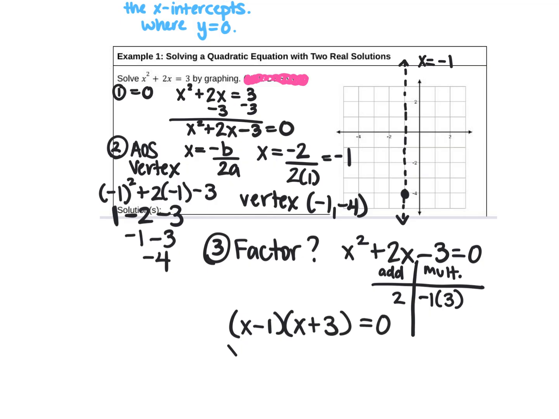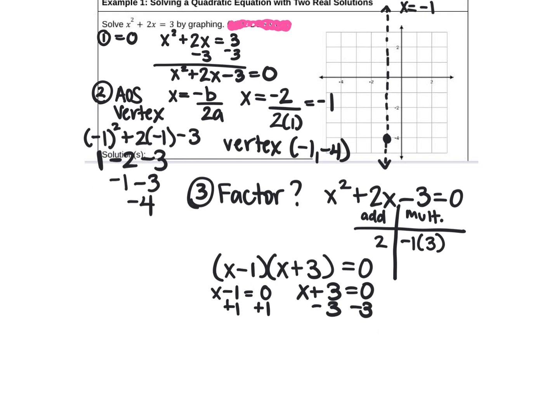And then if I do the zero product property and then solve for those x's, then that means I got my other points. So that works. So that's my solutions. And those are 2 other points on the graph.